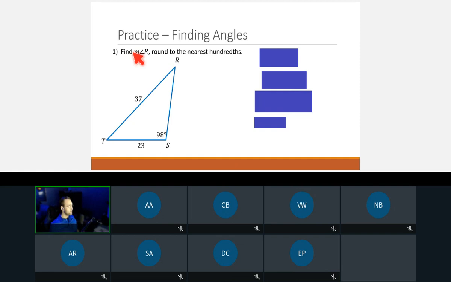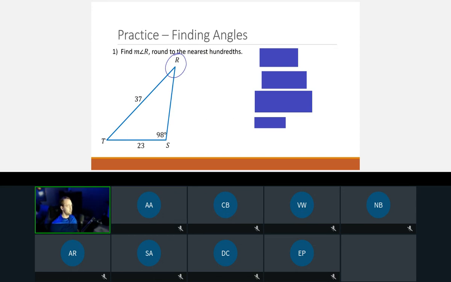Okay, so first problem. We want to find the measure of angle R. We want to round to the nearest hundredths, so that's 2 decimal places. So we want to find angle R. So I'm going to just circle the angle that we're trying to find, just so I know where our point of reference is. So, all right.